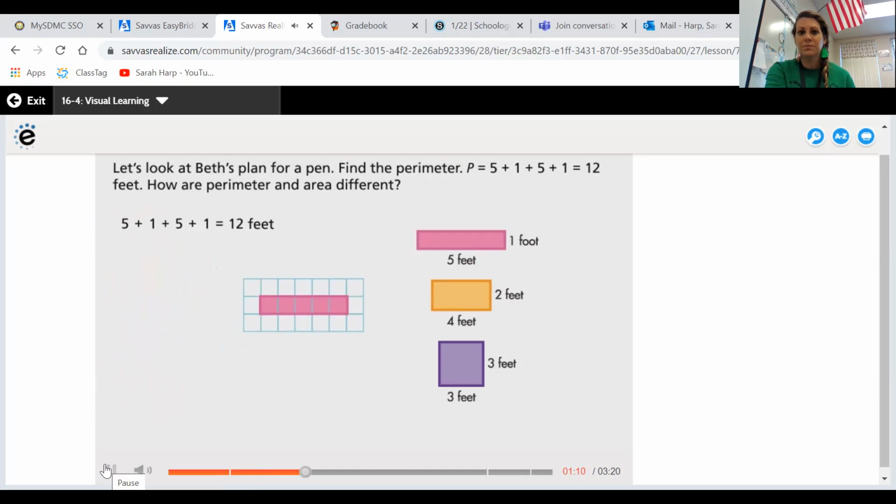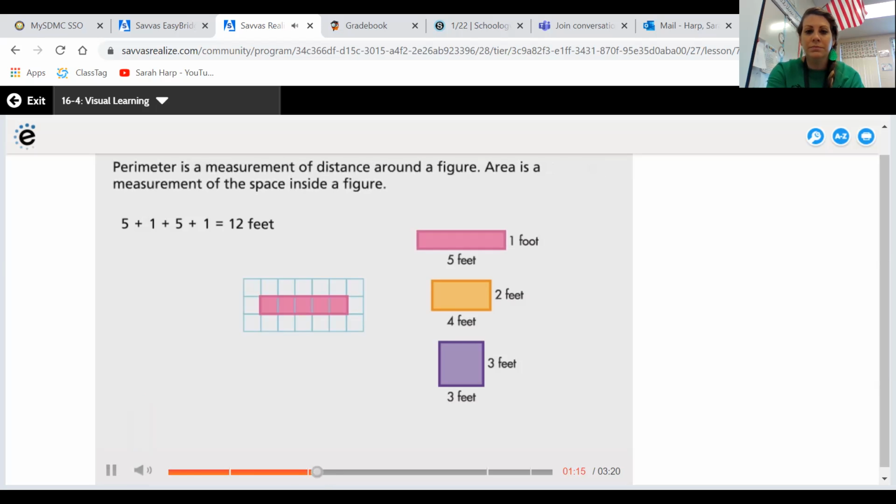How are perimeter and area different? So we talked about that. Remember, the perimeter is going to talk about the outside of the shape. That's where we got our 5 plus 1 plus 5 plus 1. The perimeter is the outside. The area is going to be what is inside. And if we count, how many blocks do we have? 1, 2, 3, 4, 5. They're going to show us and remind us how to solve for area. But if you remember, we just do 5 times 1. We multiply the two sides together.